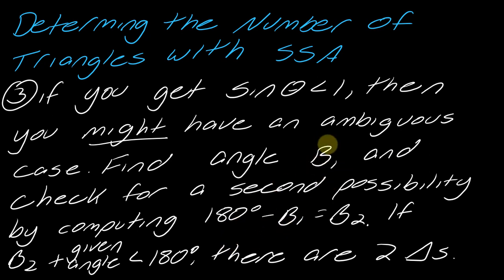So let's say I've got angle B1, and then I've got the other possibility of what the angle could be, B2. There's actually a very quick check as to whether or not you have a second triangle. If you take B2 plus your given angle, and that's less than 180 degrees, then you have two triangles.